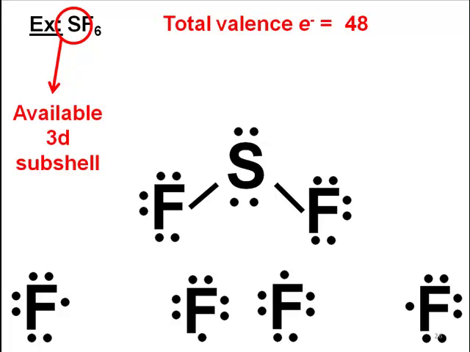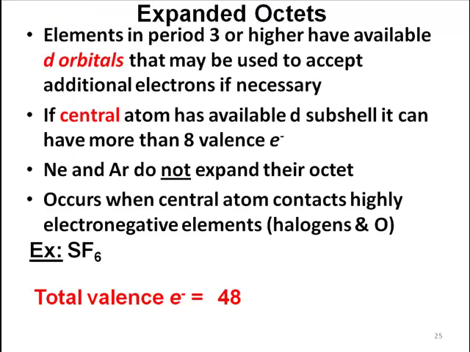Yes? What were the 2 exceptions to expanded octet? Yep. Expanded octet happens when it has an available D subshell. Neon does not have an available D subshell, so it wouldn't apply. Argon does not, even though it is in the 3p section, it would have a 3d available. So neon, I'm not sure why neon's included as a not expanding their octet, but argon is for sure what I would remember. And it usually happens when they're in contact with fluorine. It's the most electronegative element, although chlorine is fairly electronegative as well.